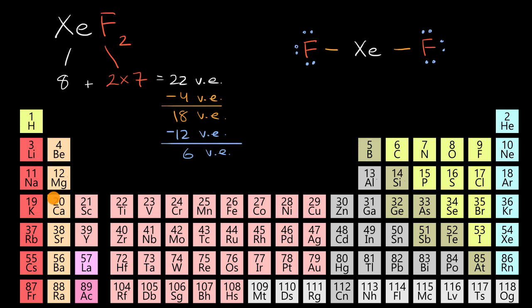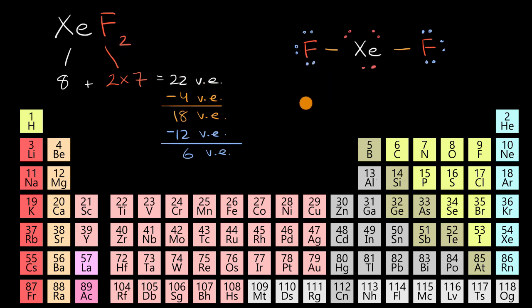And there's only one place where we can allocate those leftover 6 valence electrons, and that's at the central atom, at the xenon. So let's do that. So 2, 4, and 6. And there you have it. We have the Lewis diagram, the Lewis structure for xenon difluoride.